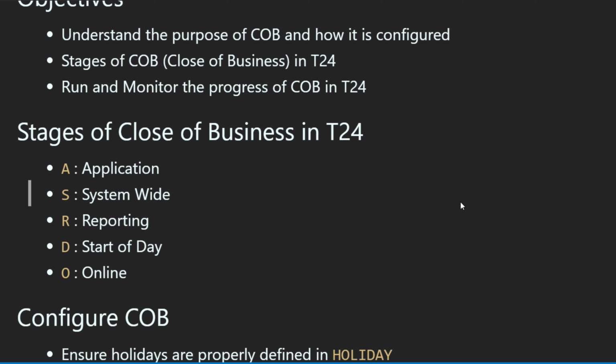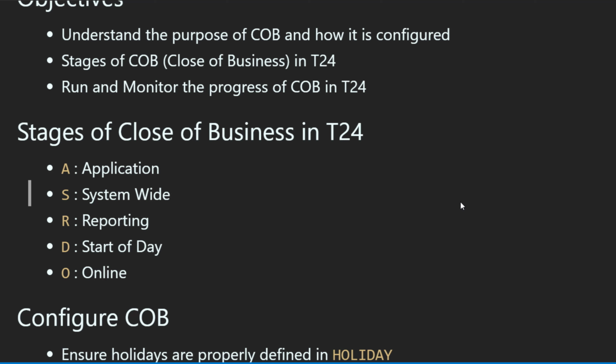After that, the system moves to the reporting. Now, as you can guess, in this stage, the system generates different reports like trial balance and any other report which you want, you can add here. Once this is done, the system moves to the start of day. In start of day, the first thing which the system does is to change the date, the system date. Then it performs other important activities like execution of standing orders and so on.